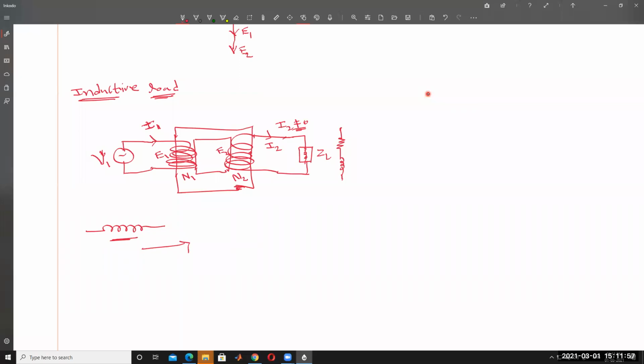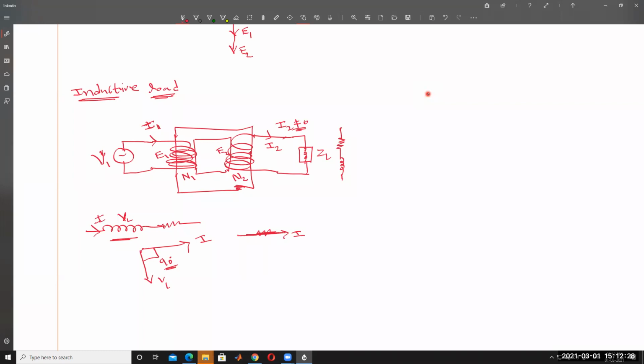So current lags, voltage leads. Current lags the voltage by 90 degrees across the inductor. You know well, this is the current flowing through the inductor, and this is the voltage across the inductor, VL. So for a pure inductor, the voltage leads by 90 degrees, but if it has some internal resistance, the angle decreases. That is because of this, like this.